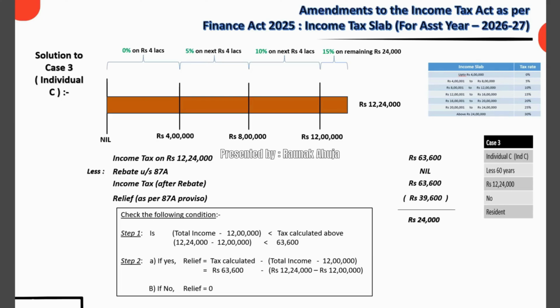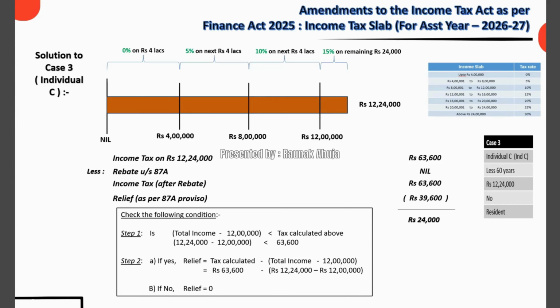Step 1. Check if the total income minus 12 lakhs is less than 63,600. That is the tax calculated above. So the first condition is: is the total income minus 12 lakh less than the tax calculated above? Step 2, if the answer to the above question is yes, in that case, relief is equal to tax calculated minus total income minus 12 lakhs. If not, then relief would be 0.